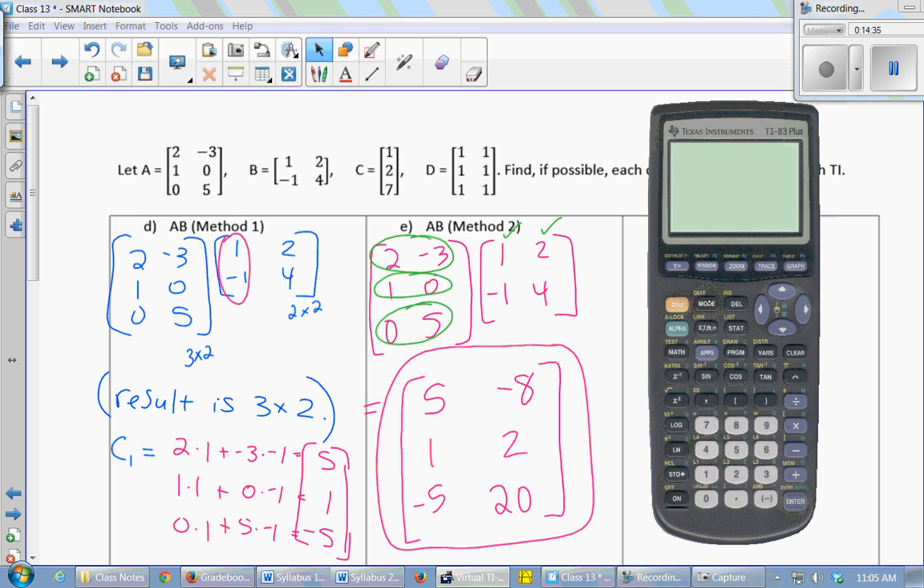And then quick, go to your home screen and go to matrix. Choose matrix A times matrix B. And we get 5, 1, -5, -8, 20. Same thing we got when we did it by hand.